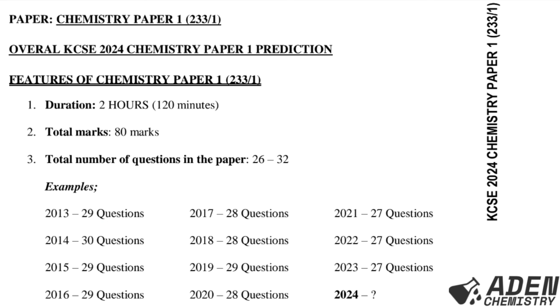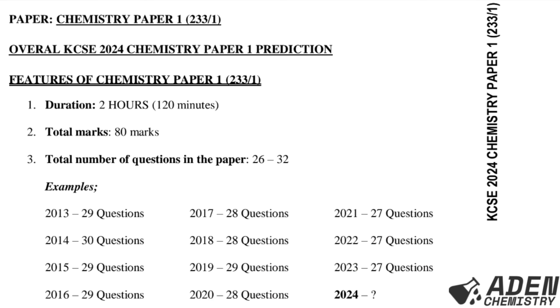2015, we were having 29 questions. 2016, we were having again 29 questions. 2017, we had 28 questions. 2018, we had 28 questions. 2019, we had 29 questions. 2020, we had 28 questions. And 2021, 2022, and 2023, we had 27 questions.